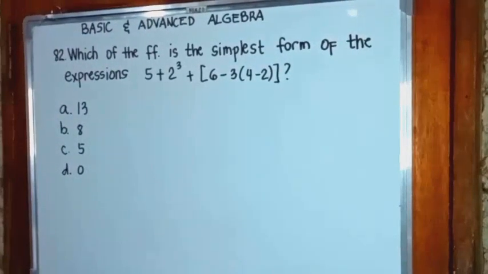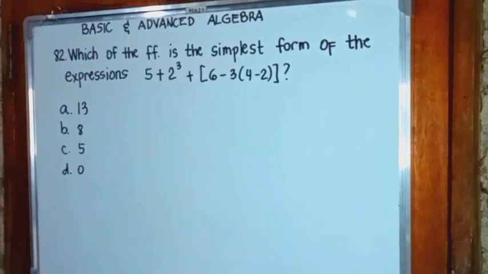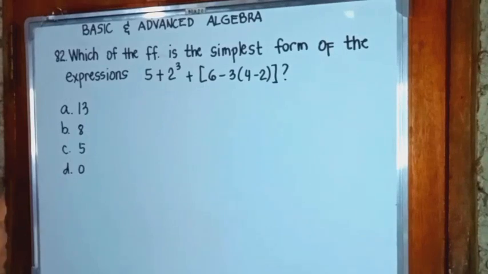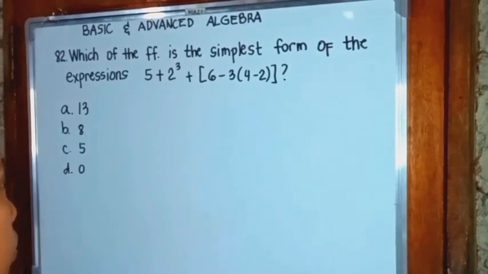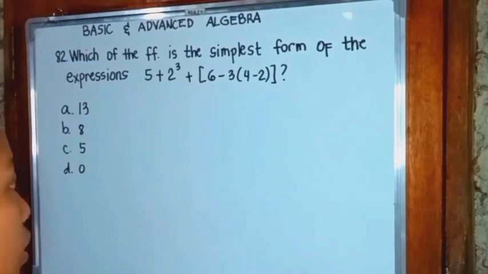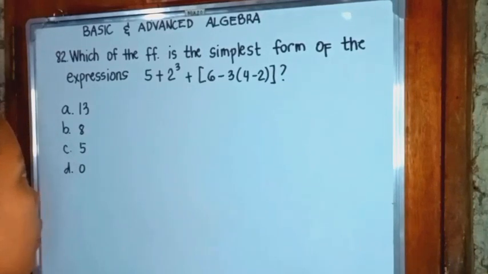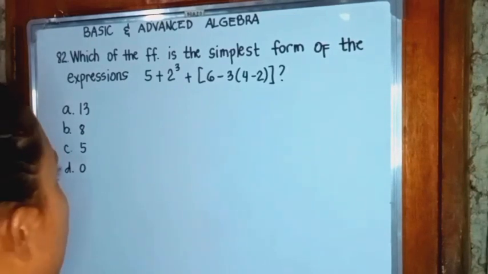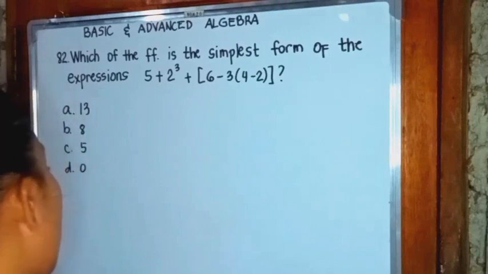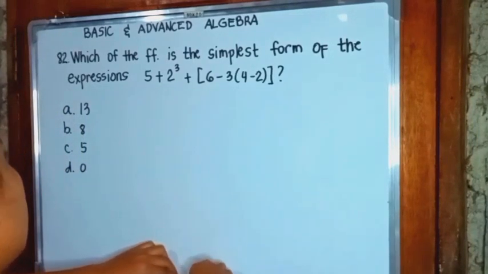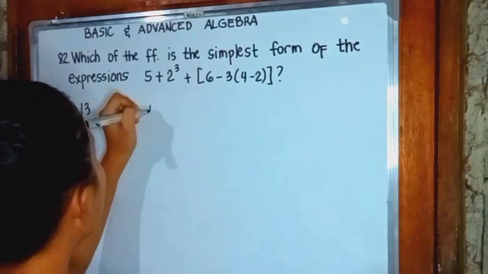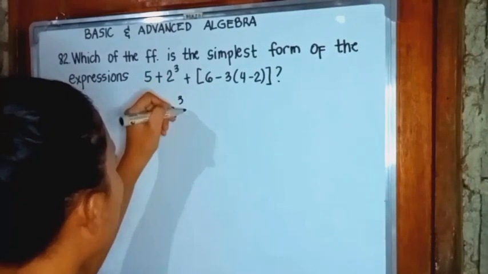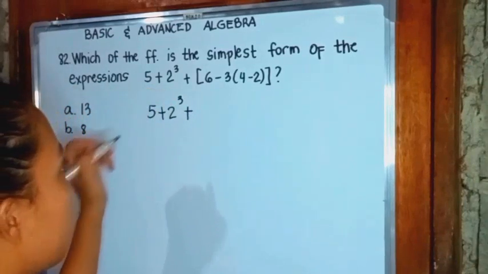Which of the following is the simplest form of the expression 5 plus 2 cubed plus the quantity 6 minus 3 times the quantity 4 minus 2? To simplify this expression, we can use the PEMDAS rules. First is the parentheses. All numbers inside the parentheses will be simplified first.